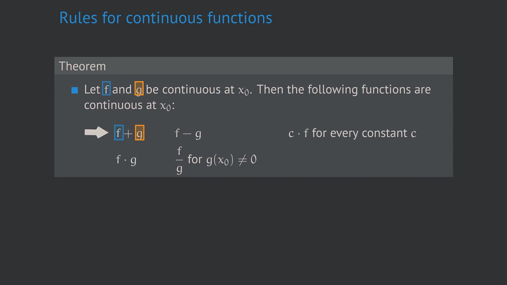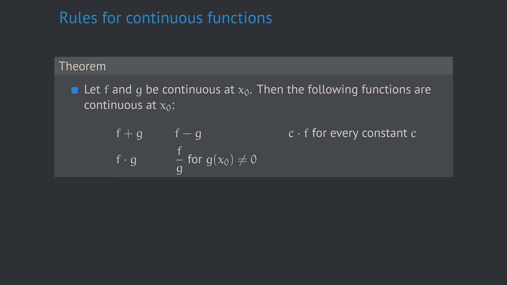Then the following functions are also continuous at x0: f plus g, f minus g, the function c times f for any constant c, the function f times g, and the function f divided by g, where we have to ensure that that function is defined at x0, and that means that the denominator g of x0 must not equal 0. The proof of this theorem is based on the corresponding rules for sequences and limits of sequences, which we discuss in another video.